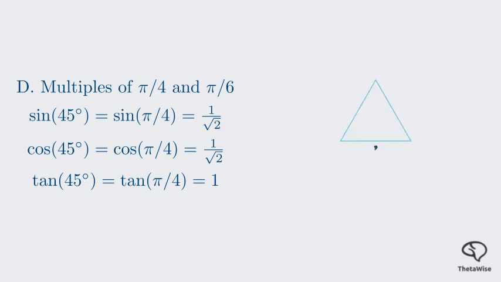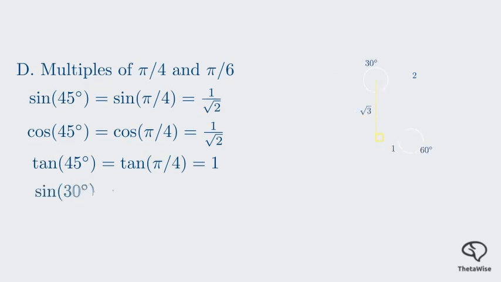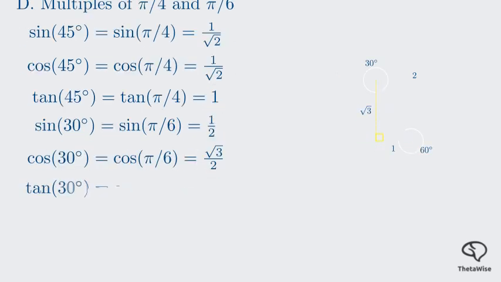Next, let's use an equilateral triangle with side lengths of 2. All angles are 60 degrees. If we bisect it with an altitude, we create two 30-60-90 triangles. Each of these new triangles has sides of length 1, root 3, and 2. The angles are 30, 60, and 90 degrees. Using SOHCAHTOA on this triangle gives us the exact values for 30 degrees, π/6, and 60 degrees, π/3.